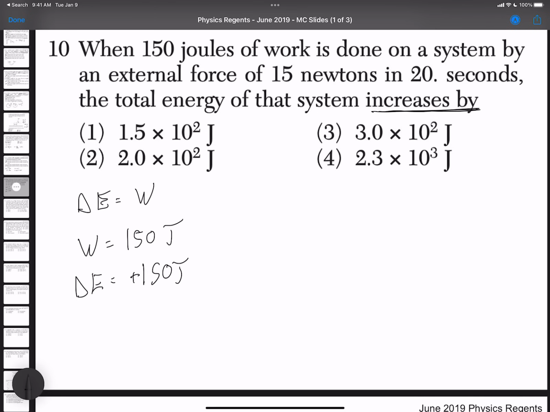The tricky thing they did do is they rewrote the 150 joules in scientific notation. 150 in scientific notation would be 1.5 times 10 to the second. The correct answer is answer choice 1.